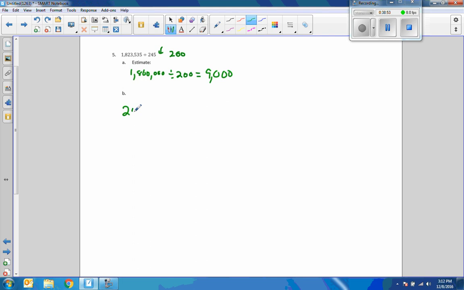Okay, so now we're going to do this. 245. 1, 8, 2, 3, 5, 3, 5. 245 will not go into 1. It won't go into 18. It won't go into 182. We have to go all the way out to 1823. So over here, we're going to write 1823. And there's 3 zeros, so that's 1,000. So it's 1823 thousands divided by 245, and that is going to give us 7 thousands.